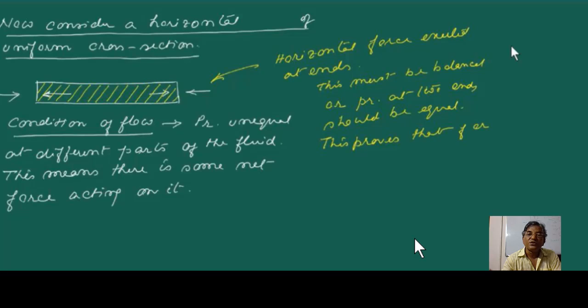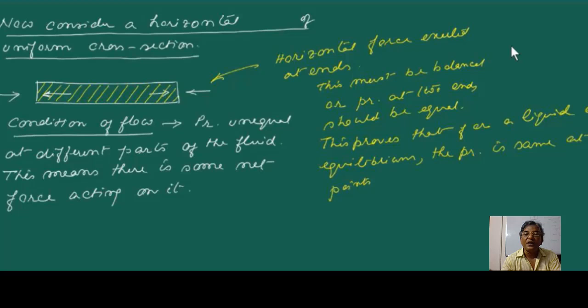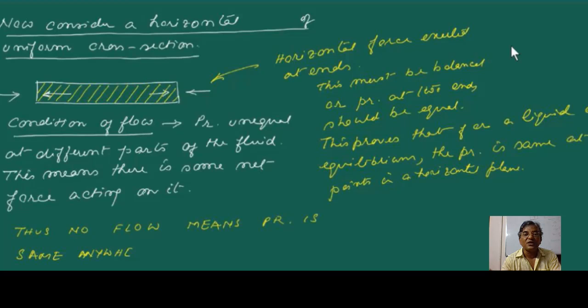This proves that for a liquid in equilibrium, the pressure is the same at all points in a horizontal plane. Thus, no flow means pressure is the same anywhere in a horizontal plane.